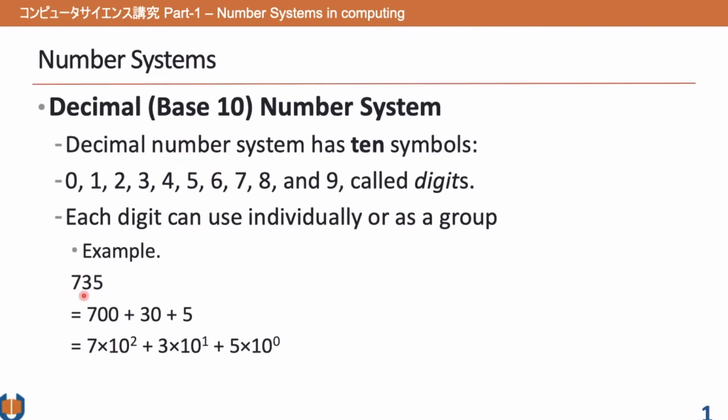Here the number is 735. The least significant digit is multiplied by 10 to the power of 0, and the next digit is multiplied by 10 to the power of 1, and the power increases by 1 for every digit. When you do this, you will get the number. This is the way we calculate a decimal number.